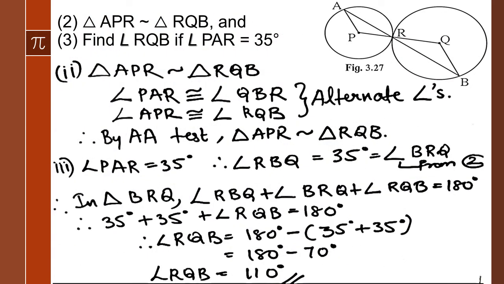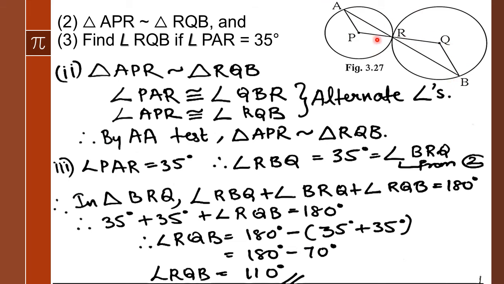Okay, so the same question has 3 parts. One part we discussed. The second part is to prove that triangle APR is similar to triangle RQB. Now once we prove that PA and QB are parallel segments, we can say that angle PAR is congruent to angle QBR and angle APR is congruent to angle RQB.